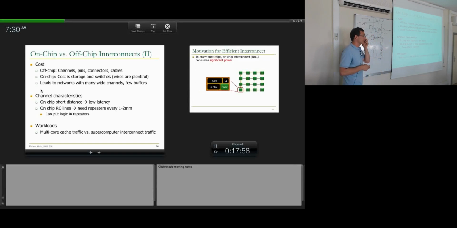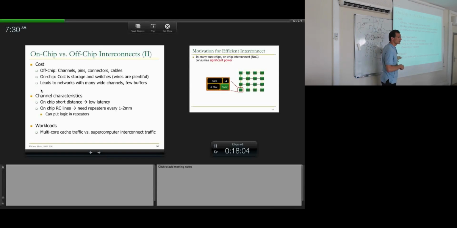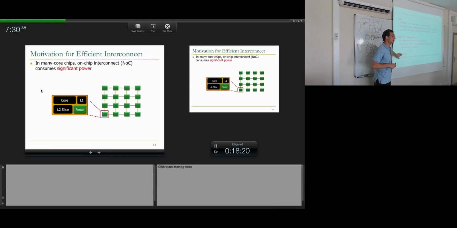And workloads are potentially different also, right? Perhaps in an on-chip interconnect, you design your workloads to be different. You have multi-core cache traffic versus supercomputer interconnect traffic. Because the latencies are so high in supercomputer interconnects, maybe you don't do distributed caching as much. Whereas in multi-core, a lot of the traffic is actually cache and memory controller traffic.